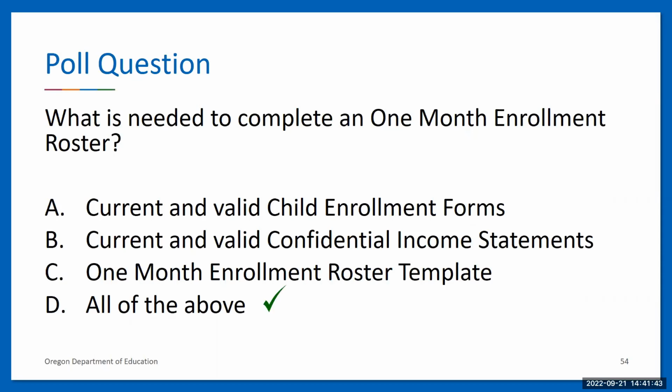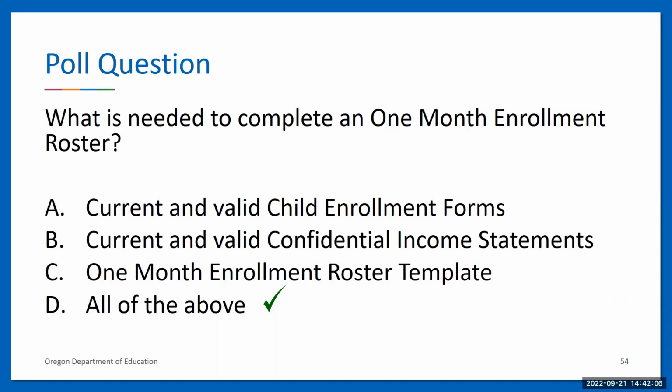So all these items are needed to complete the 1-month enrollment report. Without current and valid CEFs or other enrollment documentation, participants cannot be listed on the OMER. Without current and valid CIS forms or other acceptable eligibility documentation, you are unable to make eligibility determinations. And of course, you cannot develop an OMER without the template.